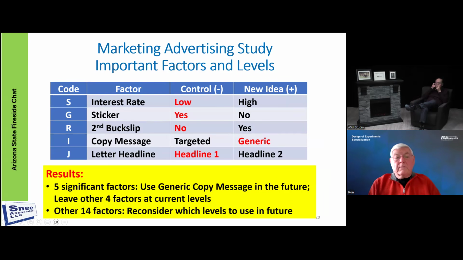And for the other 14 factors, you'd consider which levels you want to use in the future. Since they had no effects, you can stick with the control. You can use the new idea, whatever. But the statistics is not telling you which one to use, other than strongly consider here the copy message.